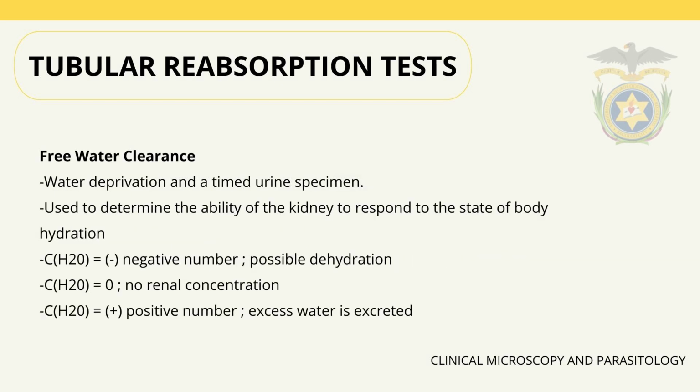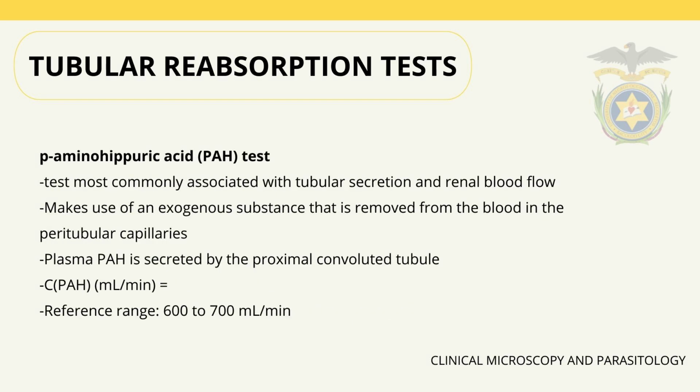Next test is the free water clearance. Water deprivation and a timed urine specimen is performed, used to determine the ability of the kidney to respond to the state of body hydration. When water clearance is a negative number, it can be a possible dehydration. When it is 0, it could be no renal concentration, and when it is a positive number, it could be that excess water is excreted. Next is the p-aminohippuric acid test, or the PAH test.